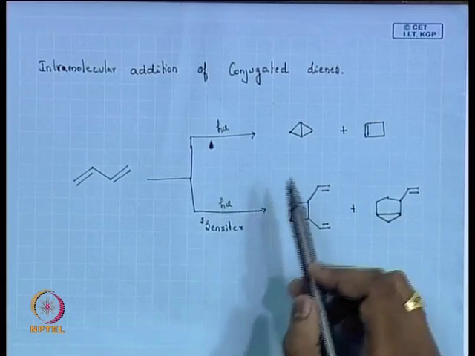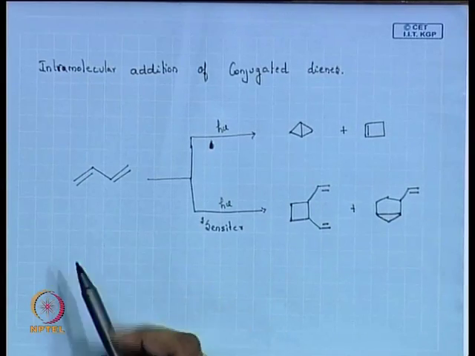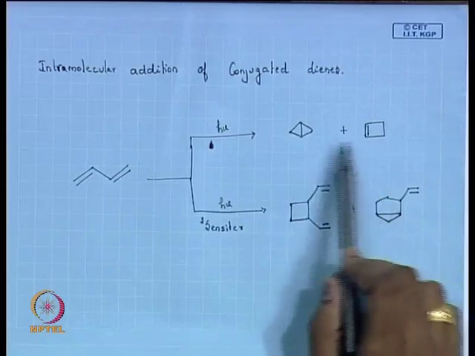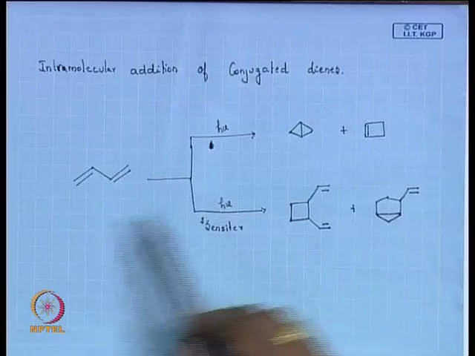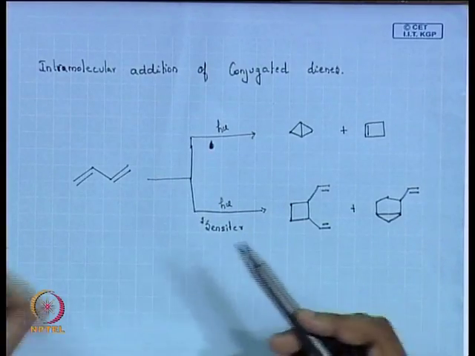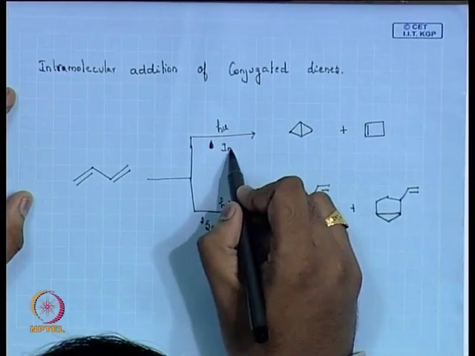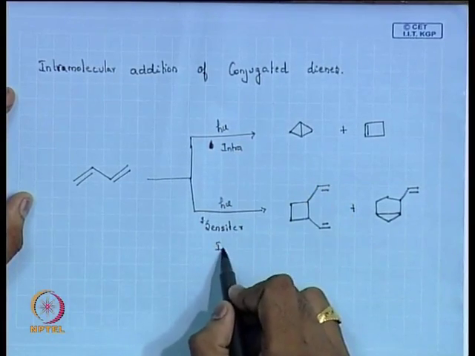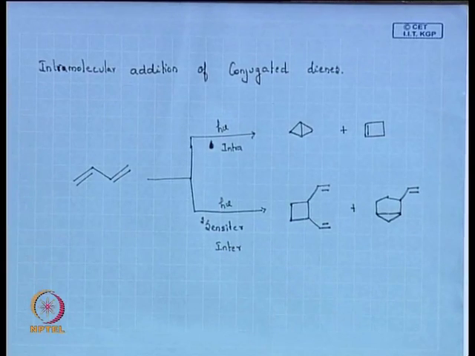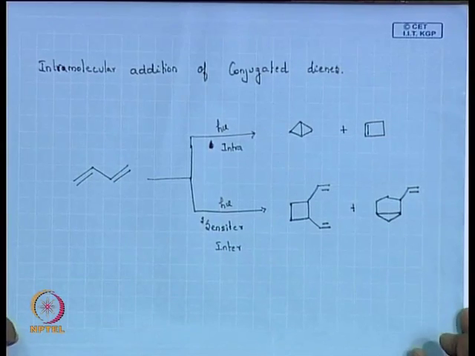So, you get these products. You take a diene, if you do direct photolysis, you get intra, and in presence of sensitizer, you get inter. Fine. So, we will see how this works, the mechanism.